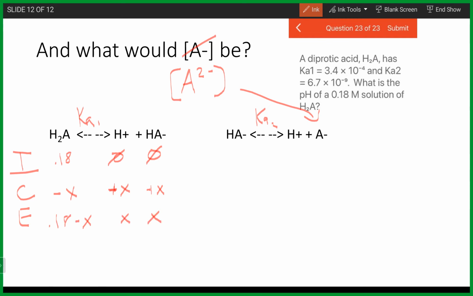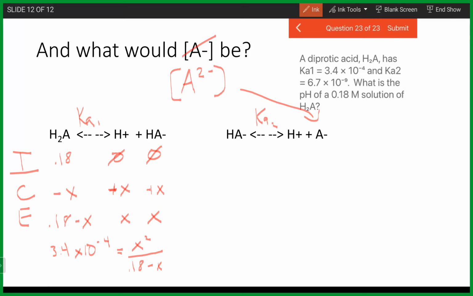And for this one, we could go through and plug in Ka1, so 3.4 times 10 to the -4th is equal to X squared over 0.18 minus X. So for this equation, a lot of the times we can remove that X from the bottom just because it's going to be a negligible change compared to the initial concentration. But in this case, Ka is 10 to the -4th, which is kind of right on the line of if it's going to be negligible or not.